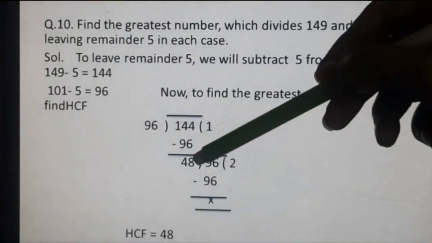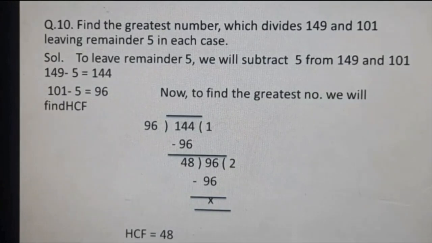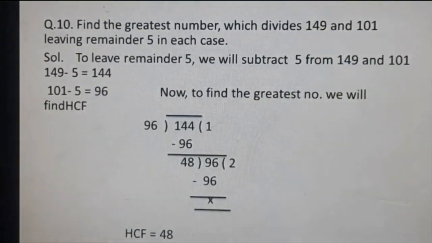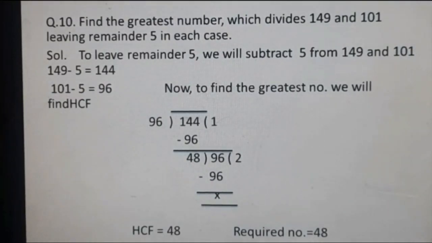So now 48 will divide 96. 48 twos are 96. So last divisor is 48. HCF is 48. So we will write down the required number is 48. Have you got the correct answers? Very good. Now you have to complete the assignment.